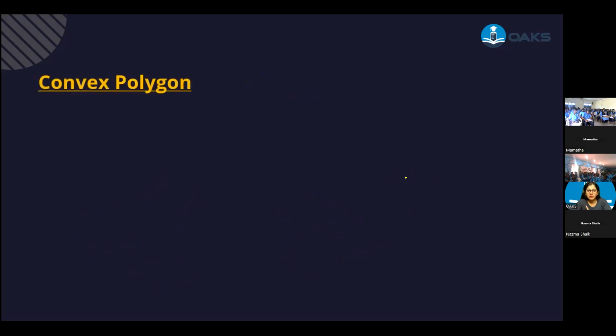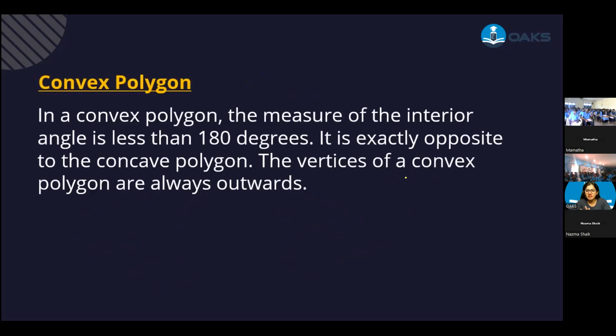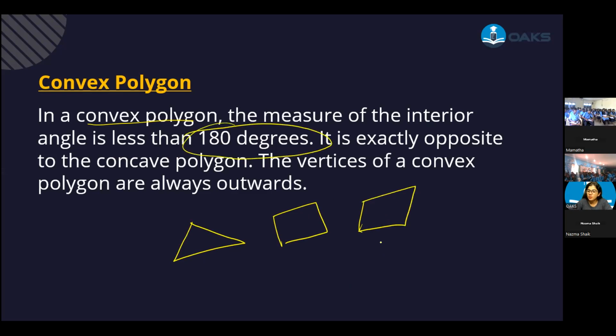Okay, so we are talking about convex polygon now. I'm just giving you definition, okay? Because this is not as much important in your syllabus right now. So in a convex polygon, the measure of the interior angles is less than 180. That means this is also convex polygon. This is also convex polygon. This is also convex polygon because the interior angles are less than 180 degree. Everybody understand this part?